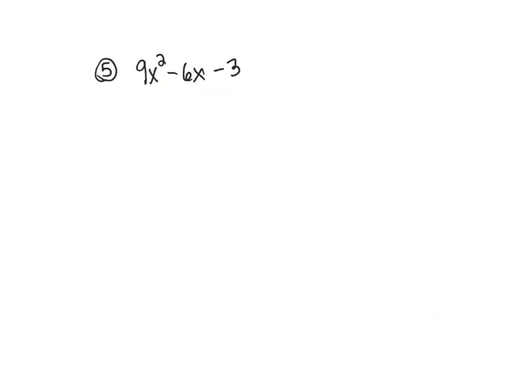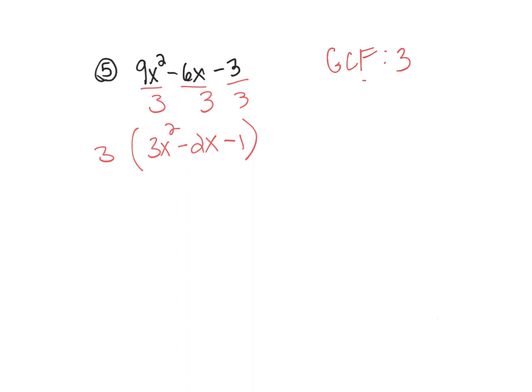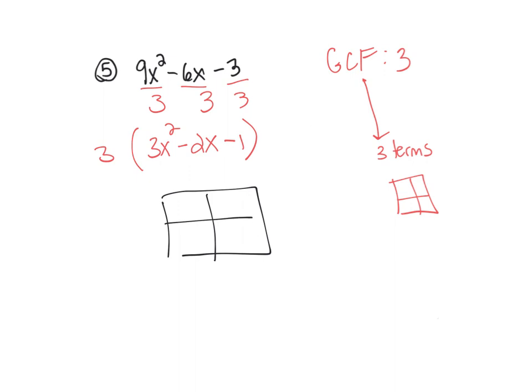All right, our last problem here. If we look at this, we're going to have a GCF. Between 9, 6, and 3, the GCF is going to be 3. Okay, so we did a GCF, and then I follow this down. There are 3 terms. So I'm going to go ahead and get the box ready. Let me lock in what I know. 3x squared can only come from 3x and x.